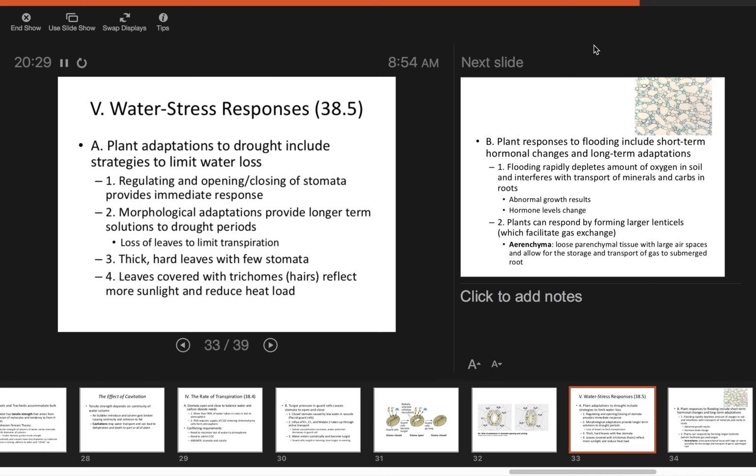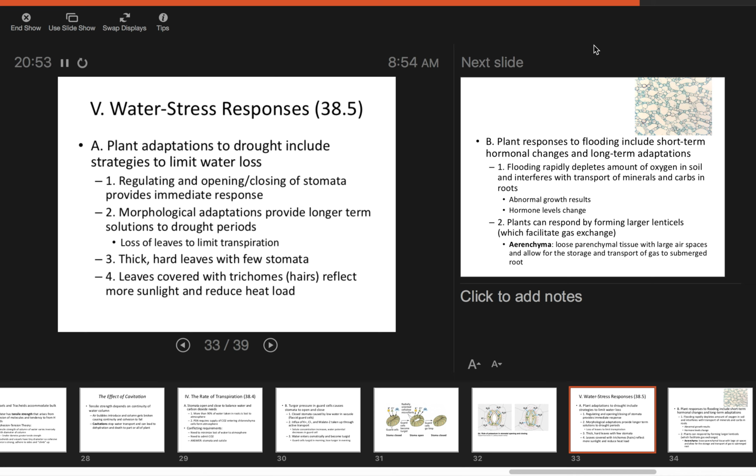Okay, so plants can obviously go through stressful times, especially with the amounts of water. So there are some adaptations to get over these droughts. They can regulate the opening and closing of their stomata for that immediate response. But some plants have morphological adaptations for longer periods of drought. So the loss of leaves, they'll just drop their leaves to limit transpiration.